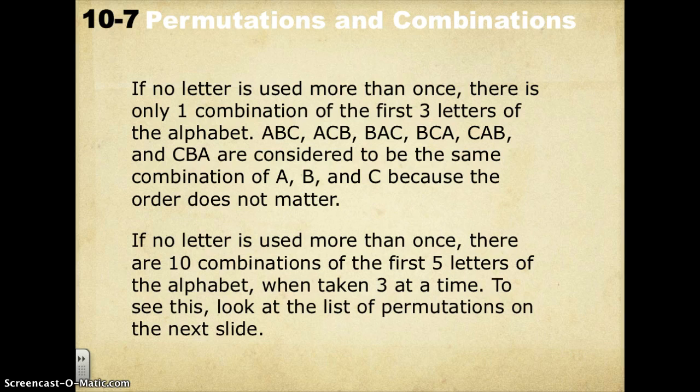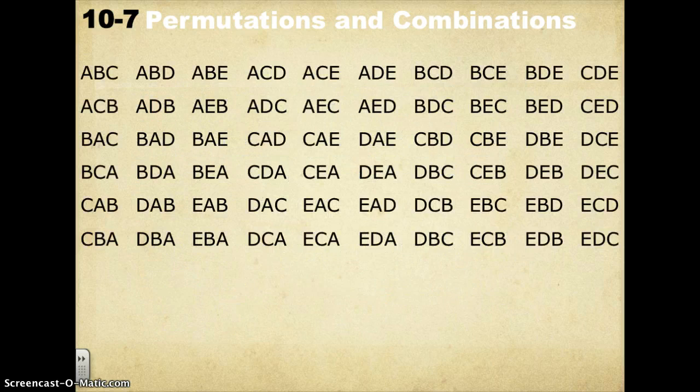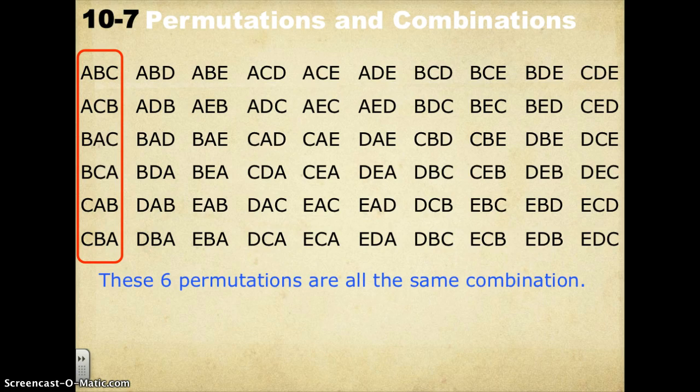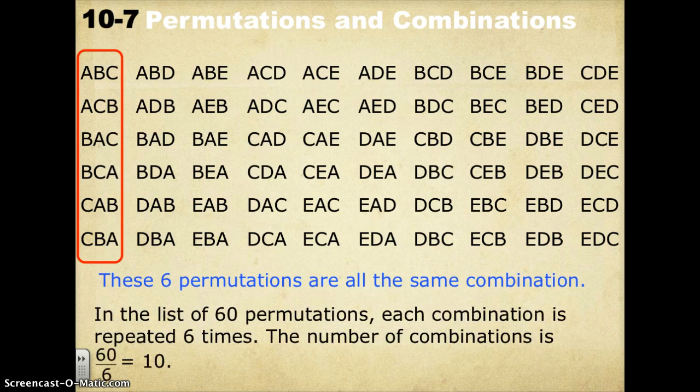If no letter in this scenario is used more than once, there are 10 combinations of the first 5 letters of the alphabet when taken 3 at a time. To see this, let's look at the list of permutations on the next slide. These are all the permutations where order matters. Grouping these together, the first 6 permutations in that column are all considered the same combination. So each column that we have is one combination. Since there's 60 permutations, each one's repeated 6 times, there's a total of only 10 combinations we can create.